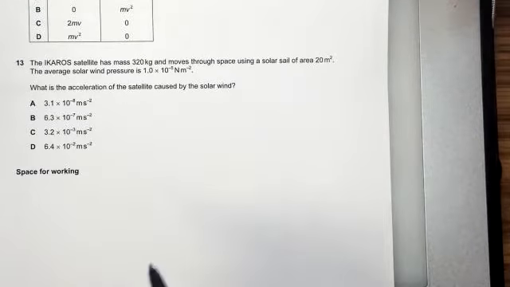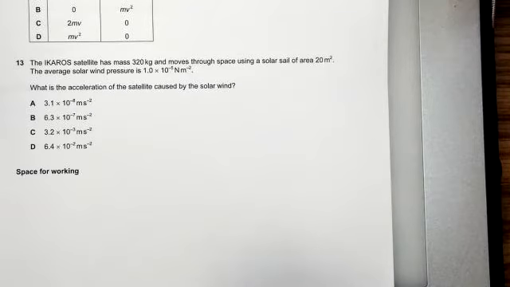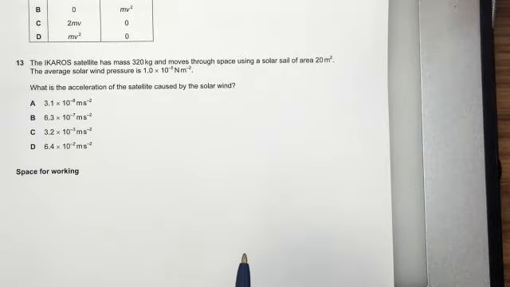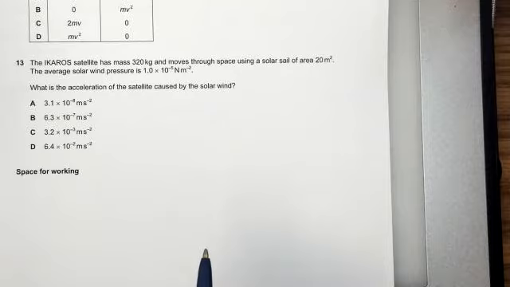This is actually question 13 from ACE Physics Syllabus Code 9702, paper 13 from October, November 2012. It reads, the Icarus satellite has mass 320 kilograms and moves through space using a solar sail of area 20 meters squared. The average solar wind pressure is 1.0 by 10 to the negative 5 newtons per square meter. What is the acceleration of the satellite caused by the solar wind?